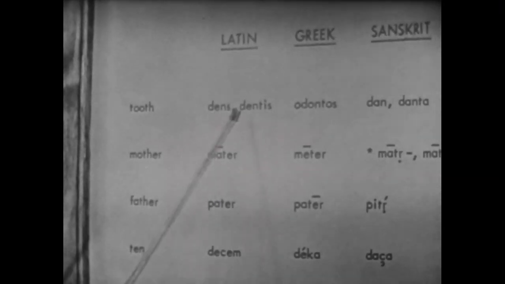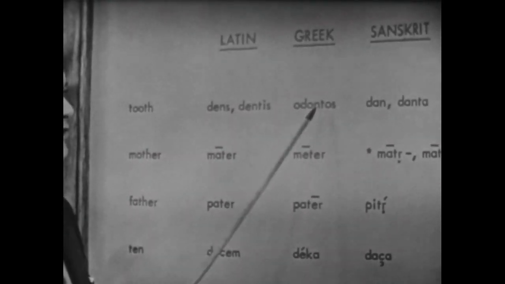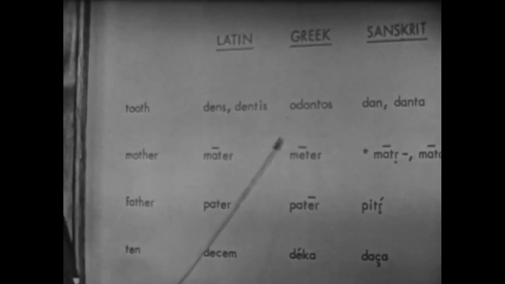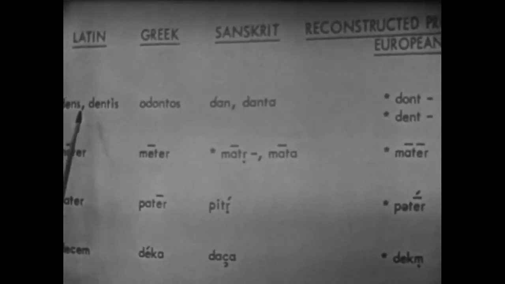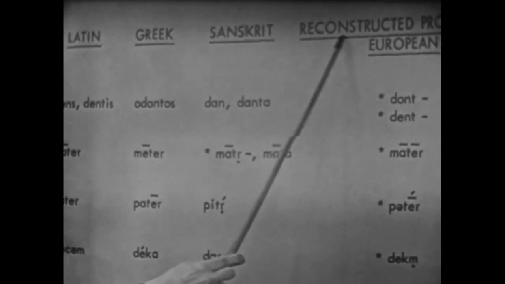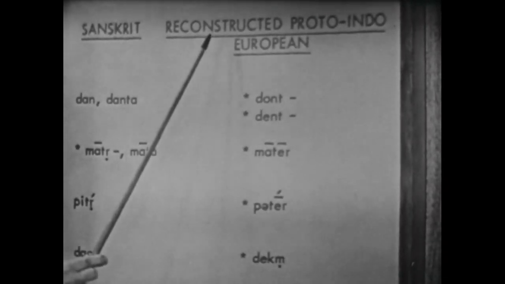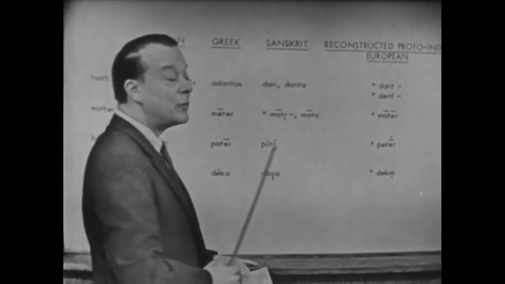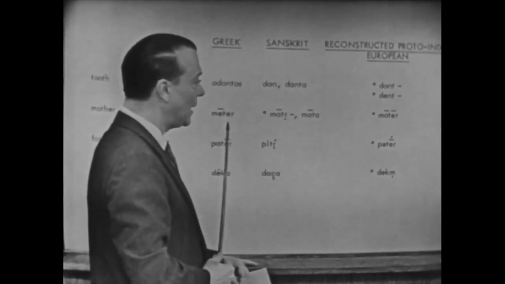Latin dens, dentis, nominative and genitive. Now notice the Greek. Here is the Greek form for the genitive. The nominative is odous, but odontos. Notice the O in the stem as against the E. Sanskrit dan, danta. And what scholars then did was, on the basis of the E and the O, reconstruct for the parent language, now called reconstructed Proto-Indo-European, going back in time to about 2500 BC, forms of dont-dent, dialect forms which may well have been different in different dialects with an O in the stem or an E in the stem.